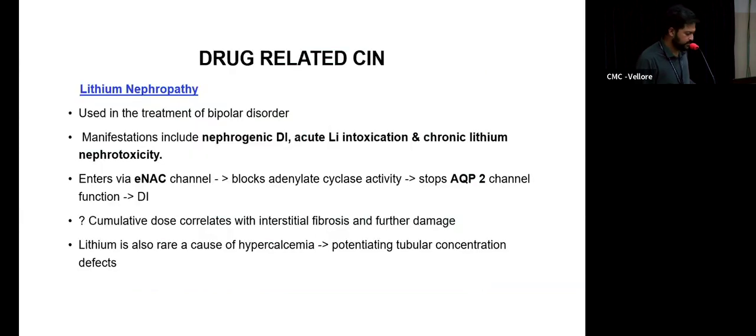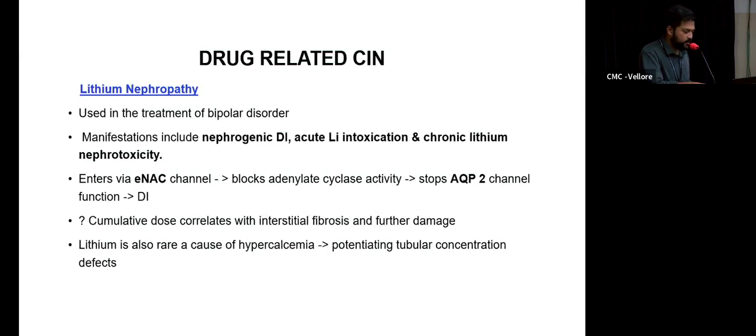So drug-related CINs. So lithium nephropathy. Lithium, as you are aware, is mainly used in the treatment of bipolar disorders. Manifestations mainly include nephrogenic diabetes insipidus. It can also cause an acute lithium intoxication, chronic lithium nephrotoxicity also. Basically it enters via the ENaC channels, as you know, located in the distal tubule, and prevents aquaporin 2 channels from localizing toward the side of the membrane. As a result there is no reabsorption of water in the distal tubules. So there is a nephrogenic diabetes insipidus.